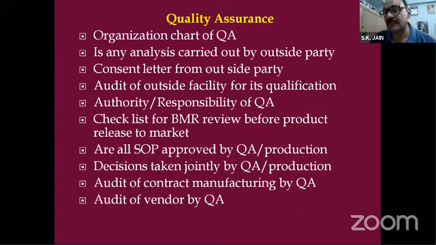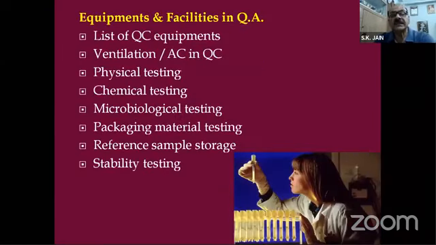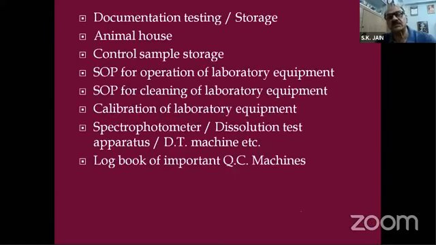Vendor means who are supplying the raw material and packaging material, उनका भी ऑडिट ये लोग फार्मा इंडस्ट्री वाले करते हैं. Then equipment and facilities in quality assurance, all this there should be a list of the quality control equipment, ventilation, physical testing, chemical testing, microbial testing, packaging material, reference sample storage, stability testing. There are so many aspects that we have to consider. It's a great responsibility of quality assurance.